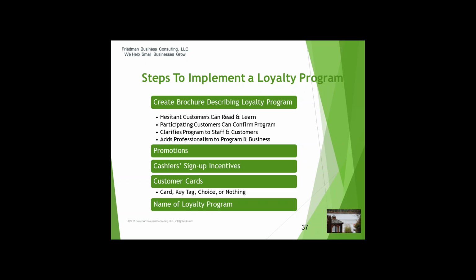And the big one really on this slide is design a loyalty program name. Get a name for it. Have a few drinks of beer or wine, whatever you prefer, with your staff, and get a name, because this is what's going to stick for a long time. Come up with a great and catchy name.